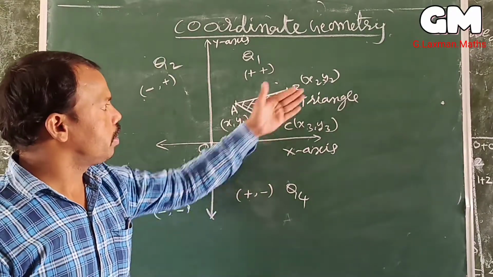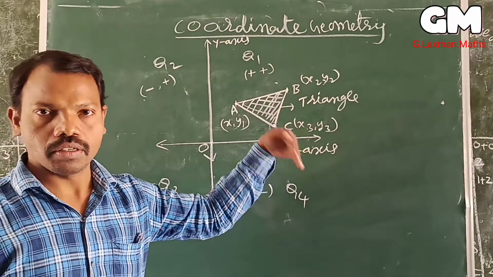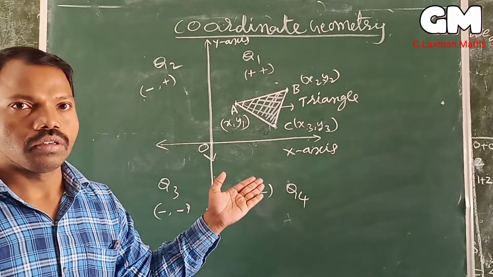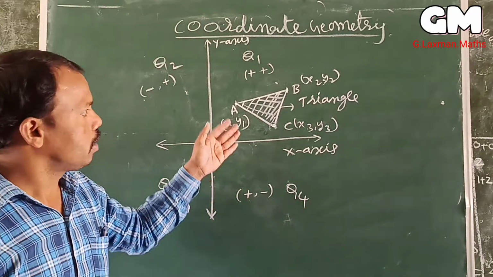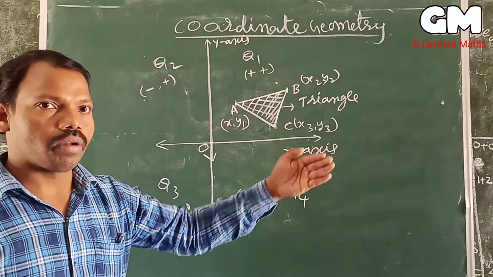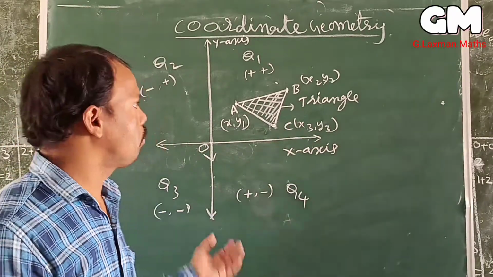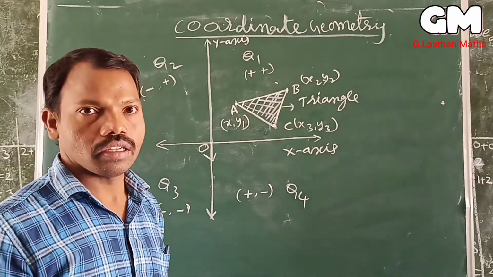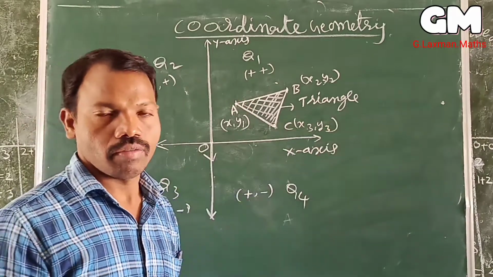Basically, how can we find the area of a triangle? Half into base into height, or we can use Heron's formula: the square root of s into (s minus a), (s minus b), (s minus c). We can use that kind of formula to find the area of a triangle. But here we can use the coordinates to find the area of the triangle. How can we find it? We'll discuss that in the next classes.